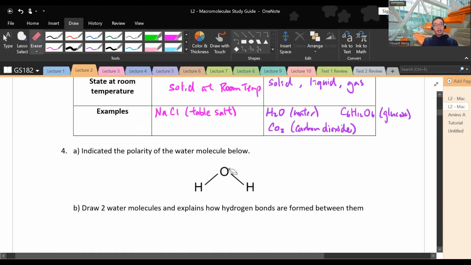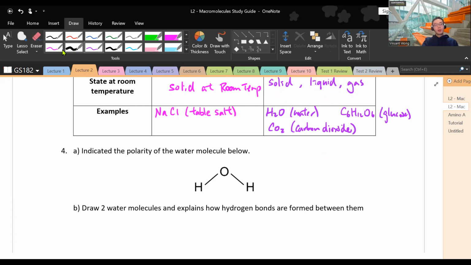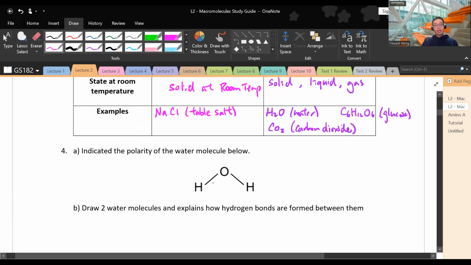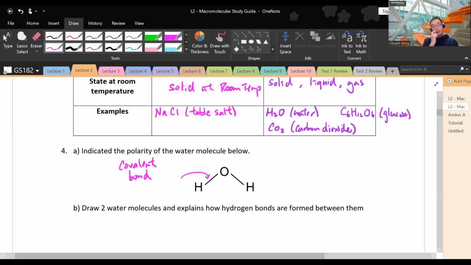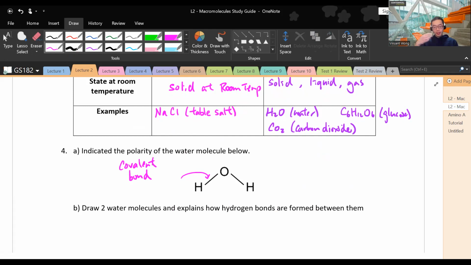Okay, next we have a water molecule here. Water molecule is made up of 2 hydrogen and 1 oxygen. And as we just discussed, this is a molecular compound. So in molecular compound, we have a sharing of electrons. So this bond here, that's a covalent bond. Now, the electrons are being shared, but they are not necessarily being shared equally.